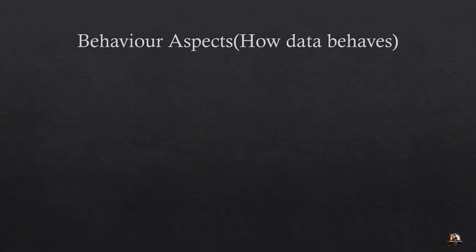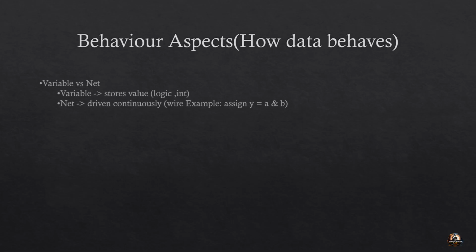Now we will see the behavior aspect, how data behaves. If it is a variable, it can store value. If it is a net, it can drive continuously and it is used to connect different modules in an RTL. So basically for connection, it is driving continuously. For example, assign y equal to a and b. If a is changed, y is changed immediately. But if it can store and update later, it will be like a variable.